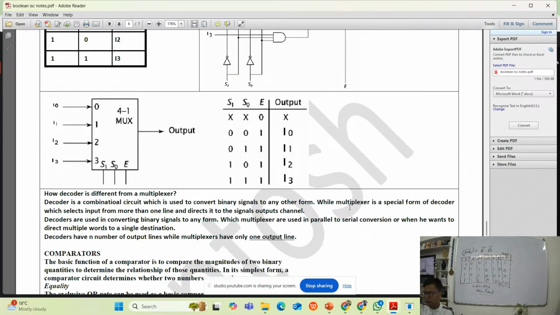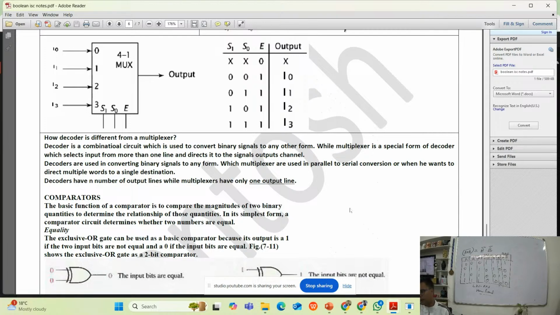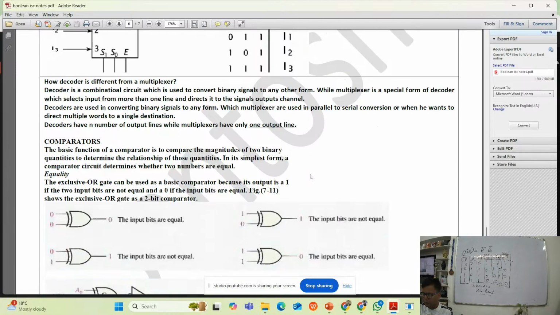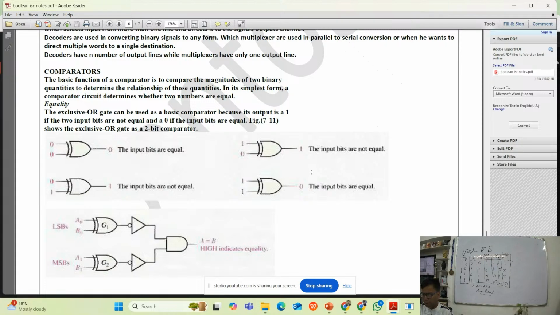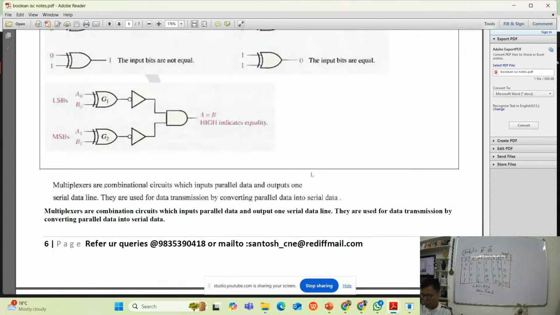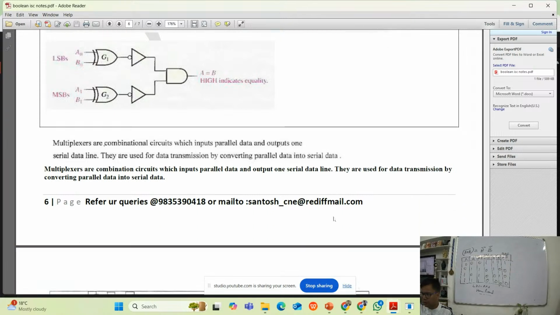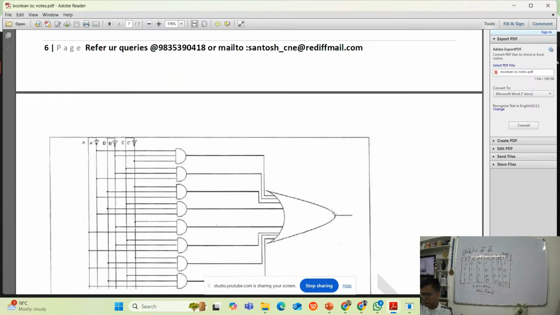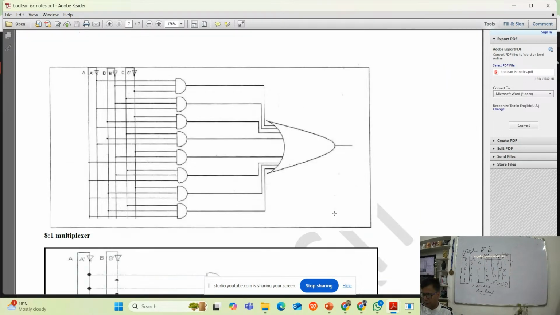Data signals, there are multiple inputs and they are passed through the AND gate, and everything has a data signal. So the data signal of the one selected by the decoder will pass, then it becomes a multiplexer, many into one. So multiplexers are combinational circuits which take parallel data as input and output one serial data line. They are used for data transmission by converting parallel data into serial data. So that is a multiplexer, okay?